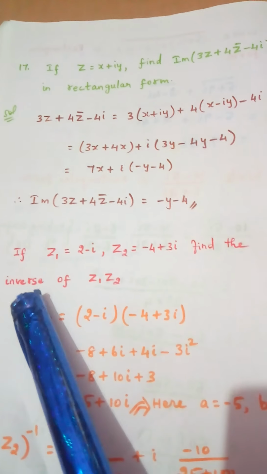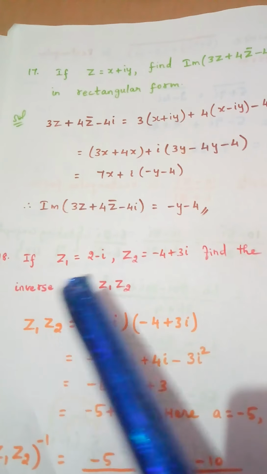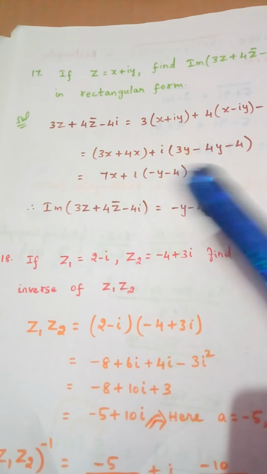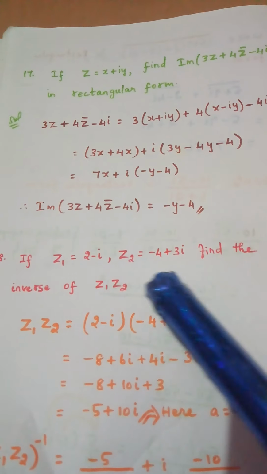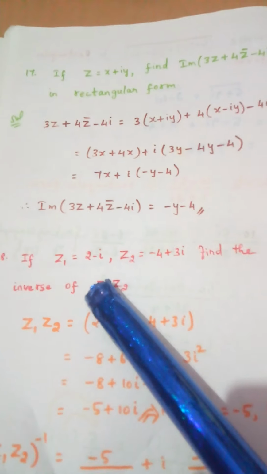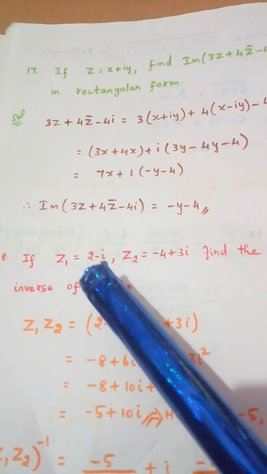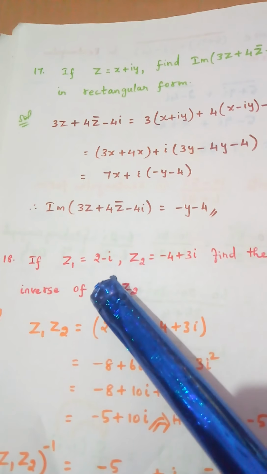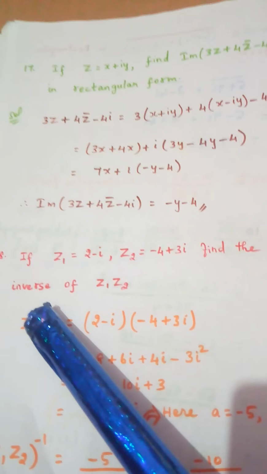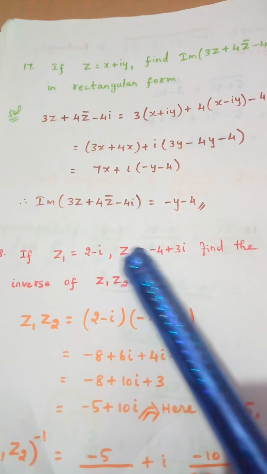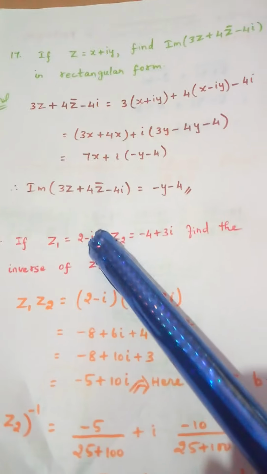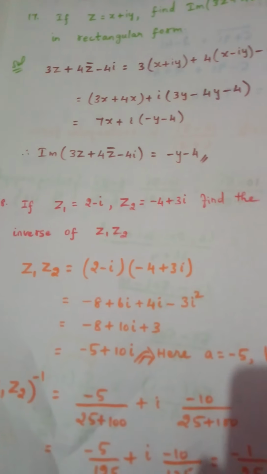Now when the word inverse comes, definitely our mind will think of two things. One is additive inverse, another one is multiplicative inverse. They have not specifically said which, they have given only find the inverse of. If they give it like this, we should take it as multiplicative inverse. Actually what we have to find is the multiplicative inverse of z1 into z2, for which we need exactly the value of z1 into z2.